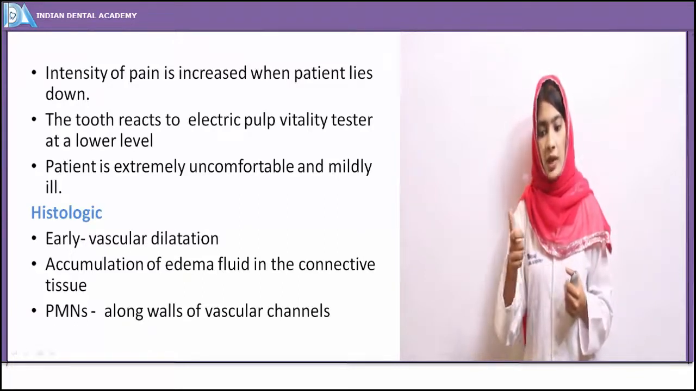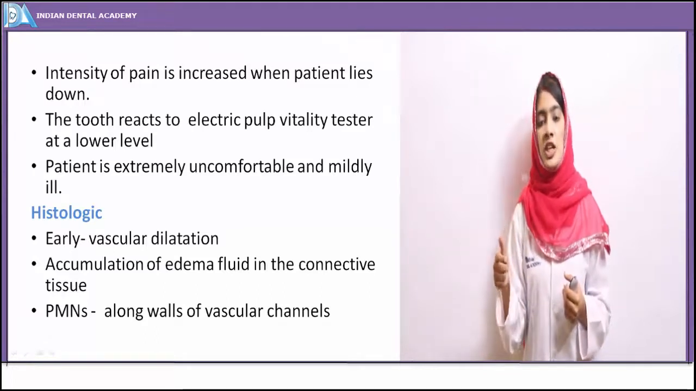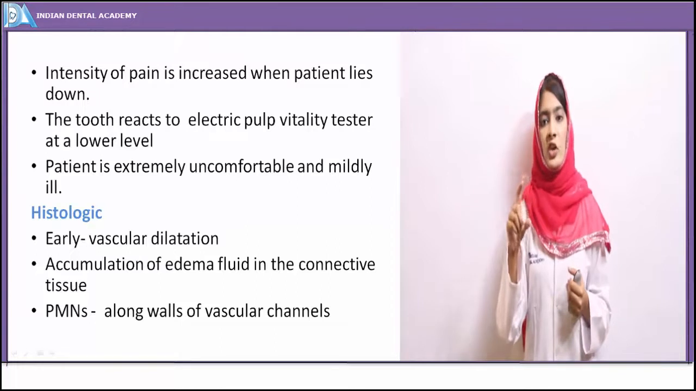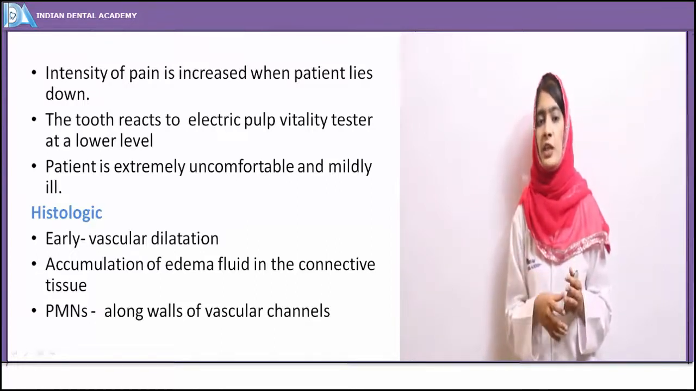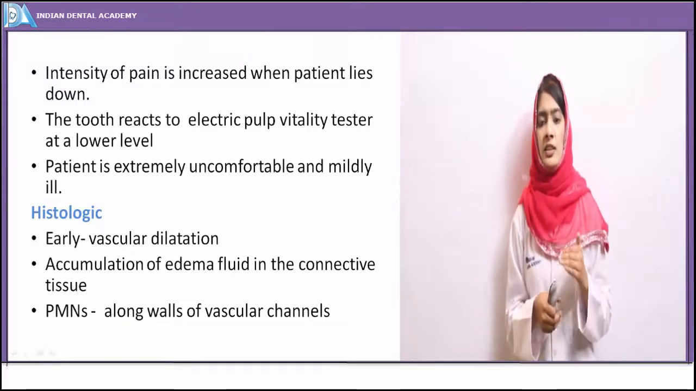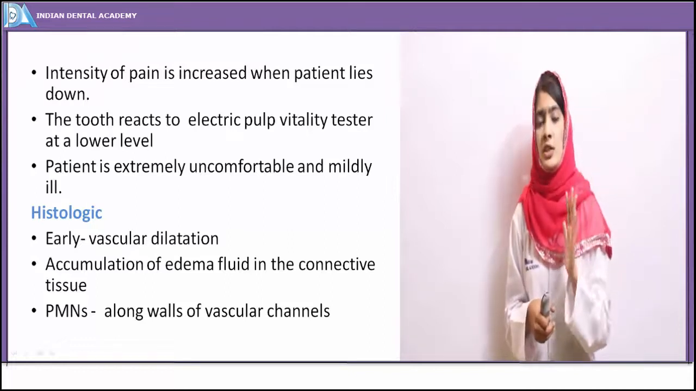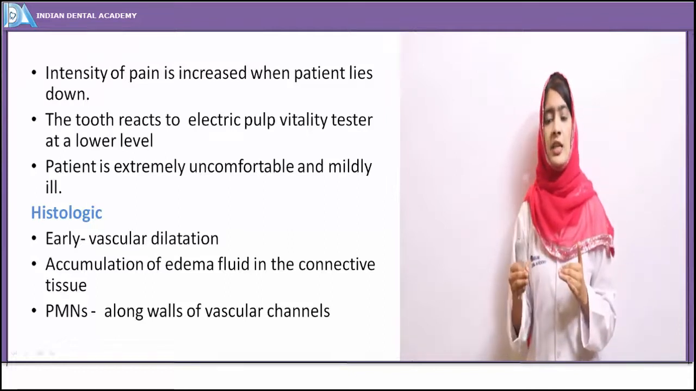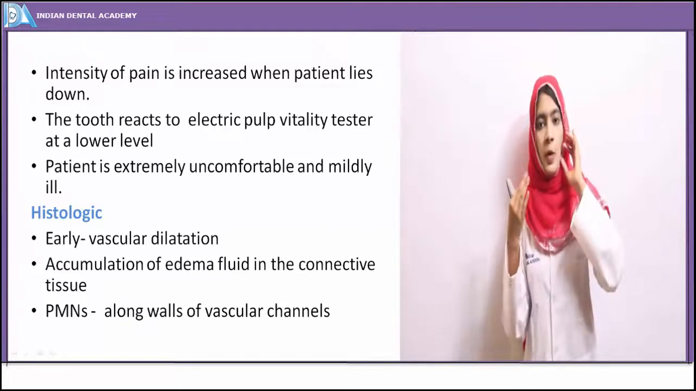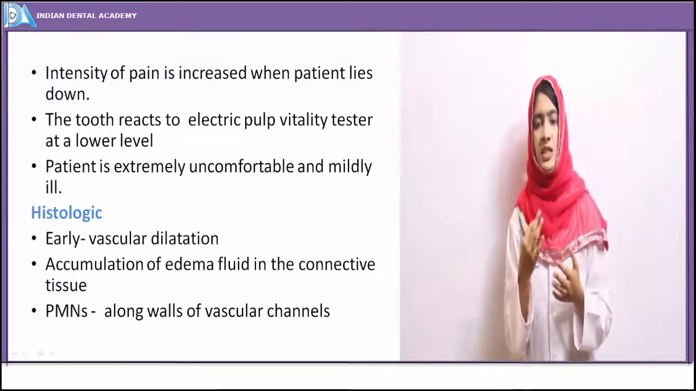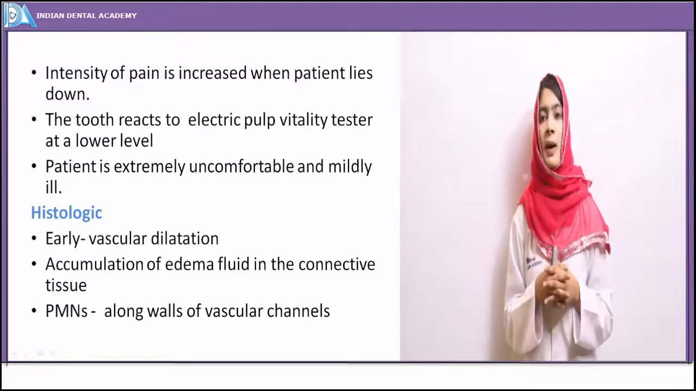When you carry out electric pulp testing, the tooth responds to a lower level of electric current, indicating that the tooth is extremely sensitive. There is great sensitivity in the tooth compared to the adjacent tooth. Because the pain is lingering in nature, the patient may not be able to make out exactly which tooth it is. He will just point to the jaw wherever he is feeling the pain. The patient appears to be extremely uncomfortable and mildly ill.